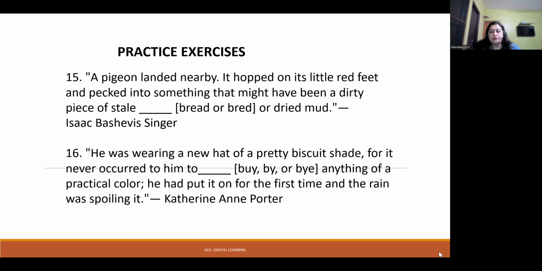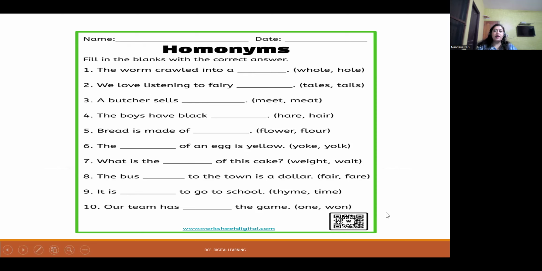Catherine Anne Porter. Let us have another example of homonyms. Here, you have to fill up the blanks with the correct answer. Again, all the answers can be downloaded from the study material. At the end of the sentence, two options are given. You have to fill it up with the right one. The worm crawled into a hole, H-O-L-E. The other word, whole, refers to coming together. We love listening to fairy tales, T-A-L-E-S, stories. The other word, tails, refers to the part of a dog which it wags.